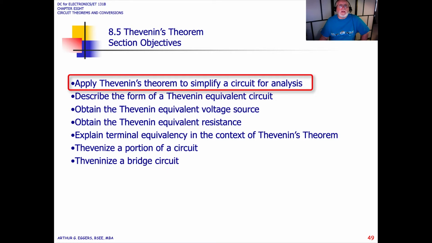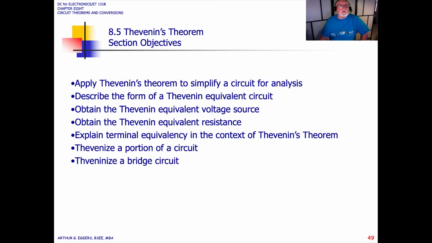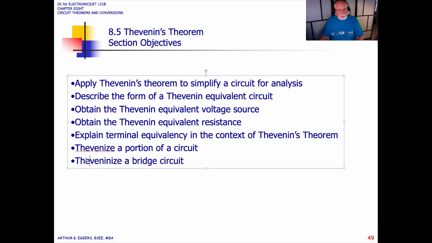So we're going to apply Thevenin's theorem to simplify a circuit for analysis and describe the form of a Thevenin equivalent circuit. We're going to obtain the equivalent voltage and the equivalent resistance and explain the terminal equivalency in the context of Thevenin's theorem. So we do what's called Thevenizing a circuit and trying to determine how we can do things like power relationships in a circuit.